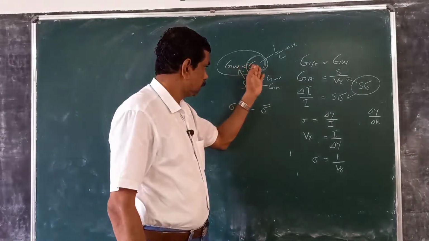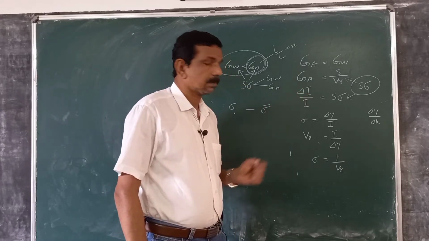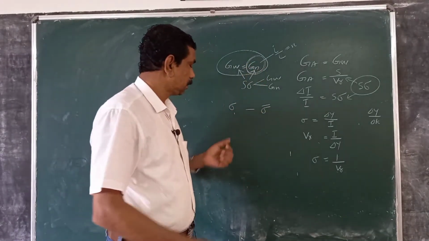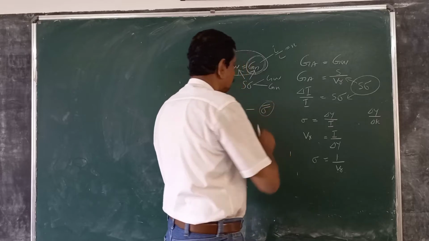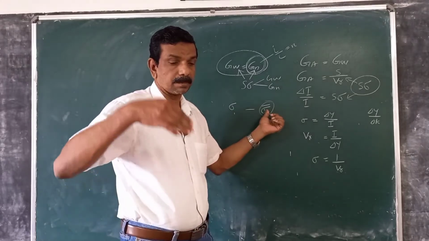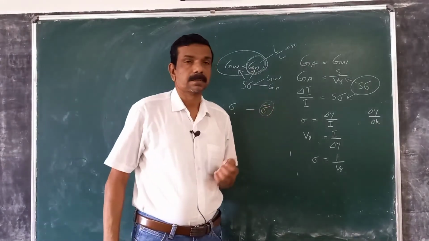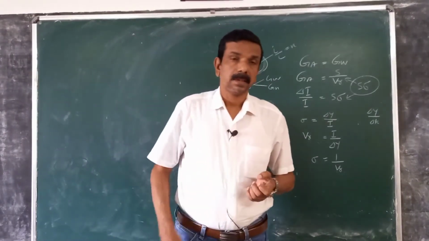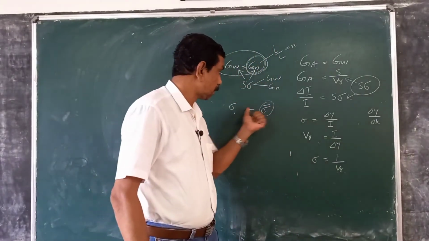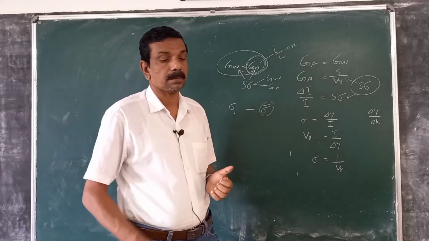If GN is equal to GW, then both will be equal to S sigma. But if GN is less than GW, then sigma will be less than sigma bar, the productivity. So that means S sigma corresponds to the natural rate, and the requirement is that sigma will be equal to sigma bar if and only if GN is equal to GW.